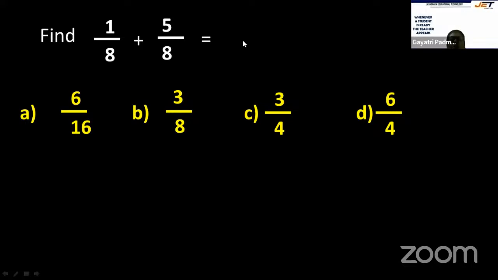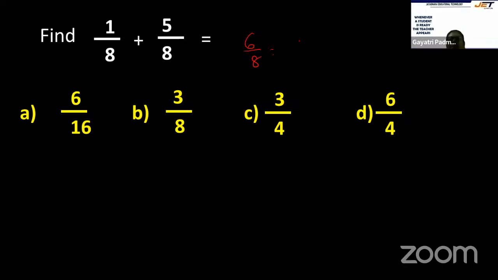Yes. So 1 by 8 plus 5 by 8 is nothing but 6 by 8. Isn't it? Okay. So now how can the 6 by 8 be written? Just a second. Let me use my pen. So 1 by 8 plus 5 by 8 can be written as 6 by 8.